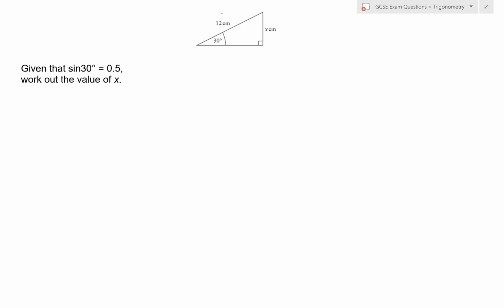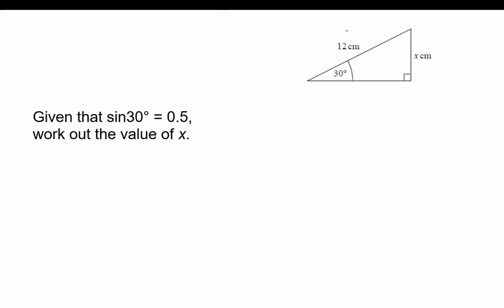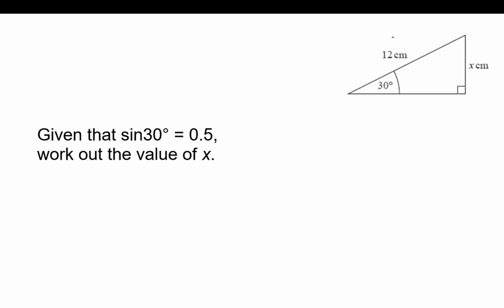Have a look at this question and decide which formula you are going to use in order to answer it. Now in the question we are given that sine 30 degrees is equal to 0.5, so it's giving you the sine value. Work out the value of x. This question already tells us that it is to do with trigonometry.